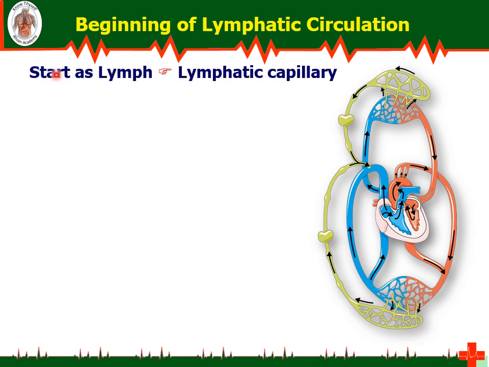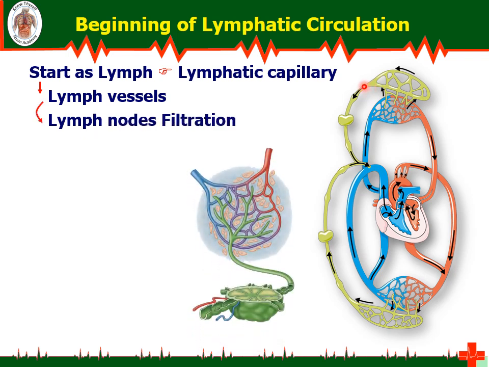So lymph starts from the interstitial space after entering into the capillary. In the capillary we can identify the lymph. That lymph enters into larger vessels which are formed by the fusion of these capillaries. So that passes through a filtration system, formed by the network of lymph nodes. So this is filtered there.